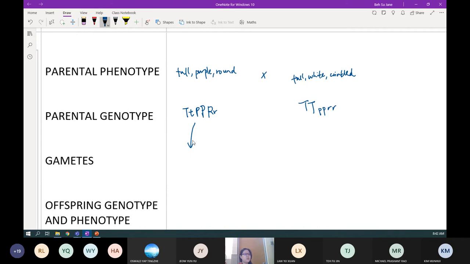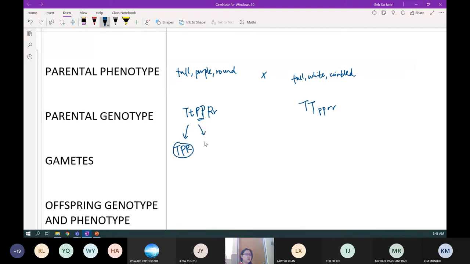So you realize that big P and big P are the same. So there's no difference. There's no variation here. But there's big T and small T to pick from, and big R and small R to pick from. So you have big T, or let's have big T, big P, no choice, big R first.